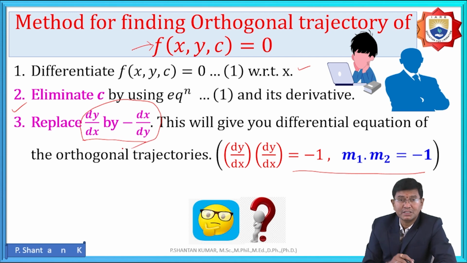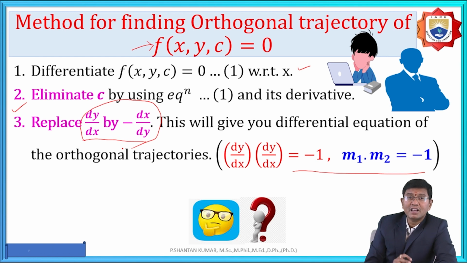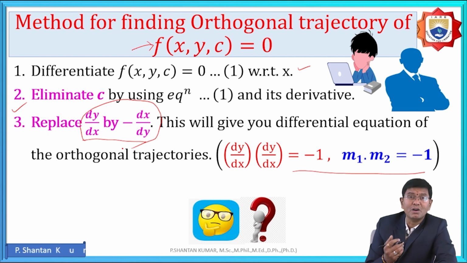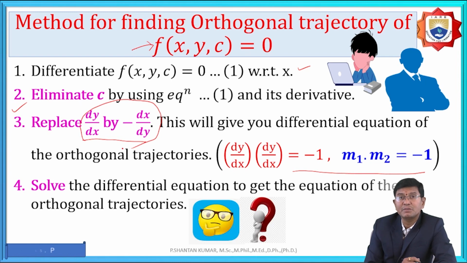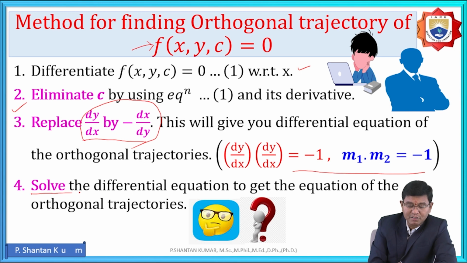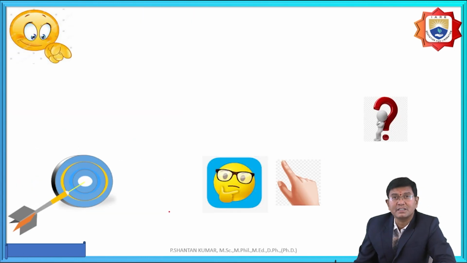What is the conclusion here? Whenever we find an orthogonal trajectory, we first form the differential equation, that is, eliminate the arbitrary constants. After eliminating the arbitrary constants, we replace dy by dx with minus dx by dy. Then we need to solve the differential equation. That is the meaning of the orthogonal trajectory: solve the differential equation to get the required equation of the orthogonal trajectory.